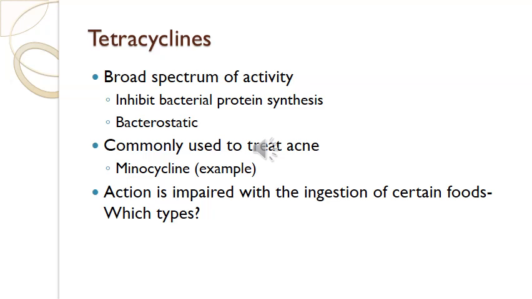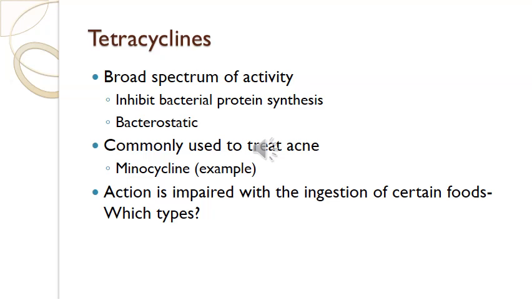Your tetracycline antibiotics, these have a broad spectrum of activity. They inhibit bacterial protein synthesis and are considered bacteriostatic. So these don't directly kill the bacteria like the previous 2 we've discussed, but what they do is, again, they inhibit the reproduction, allowing the body's immune system to kind of overcome the bacteria.